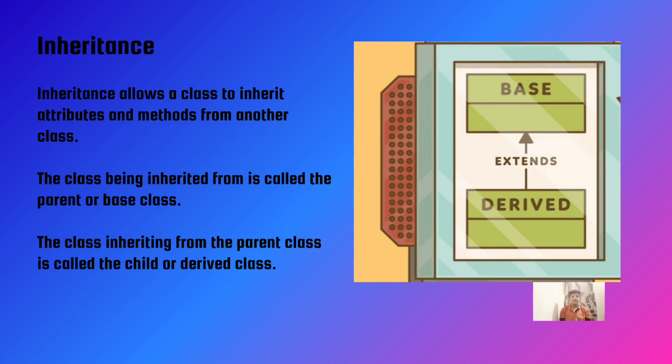Inheritance. Inheritance allows a class to inherit attributes and methods from another class. The class being inherited from is called the parent class or base class. The class inheriting from the parent class is called the child or derived class.